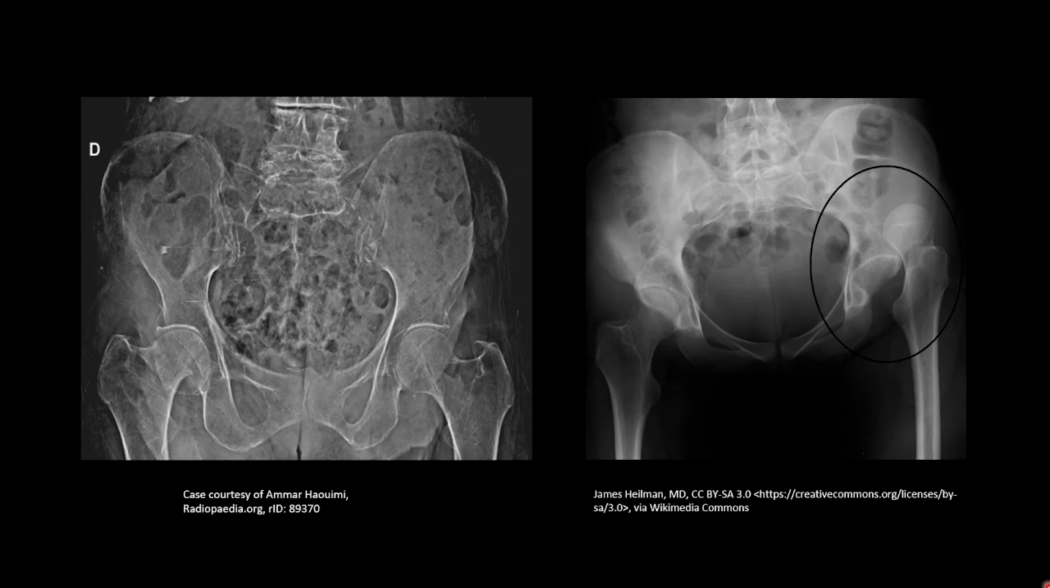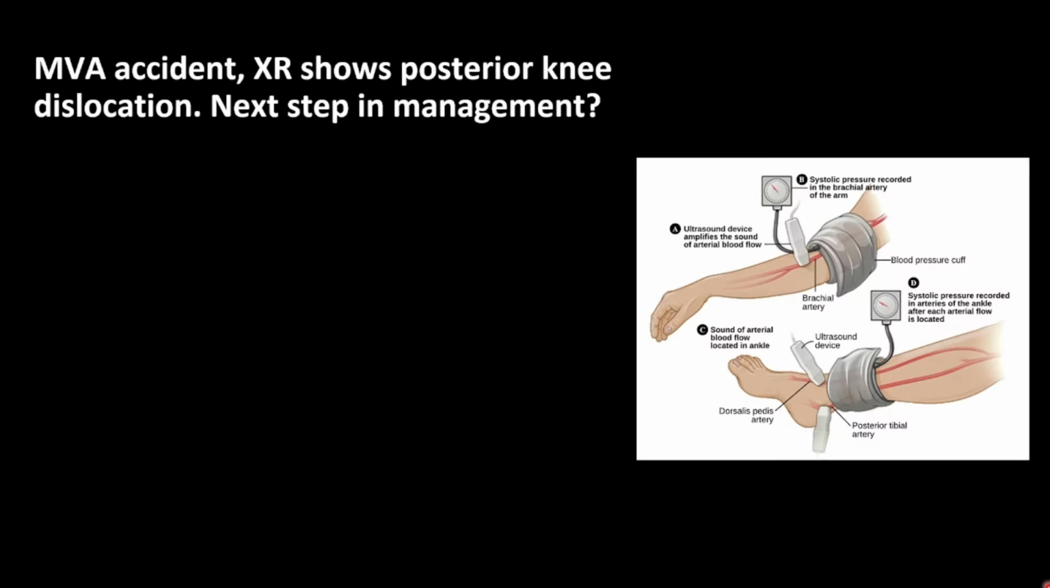And here are some quick examples of those dislocations. So this is an x-ray of the pelvis. Now we have another patient that was involved in a motor vehicle accident. X-ray shows posterior knee dislocation. What's the next step in management?